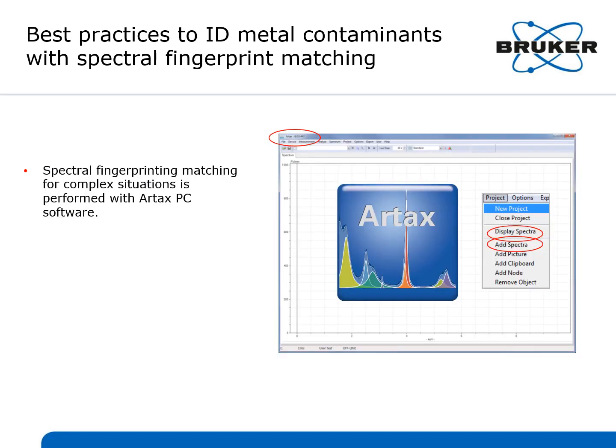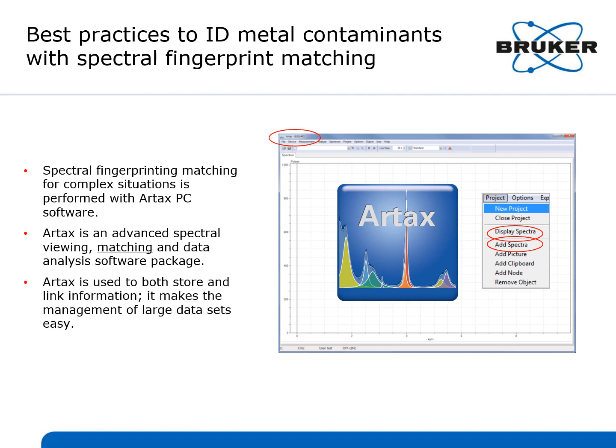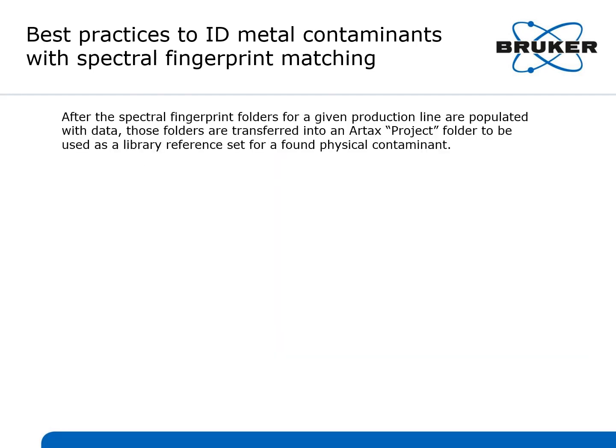Spectral fingerprint matching for the more complex contaminant identification situation, which arises when there are multiple potential sources of the contaminant on the production floor, is performed with Bruker's RTAX PC software. RTAX is an advanced spectral viewing, matching, and data analysis software package. It is used to both store and link information. RTAX makes the management of large data sets, like food production spectral fingerprint libraries, easy.